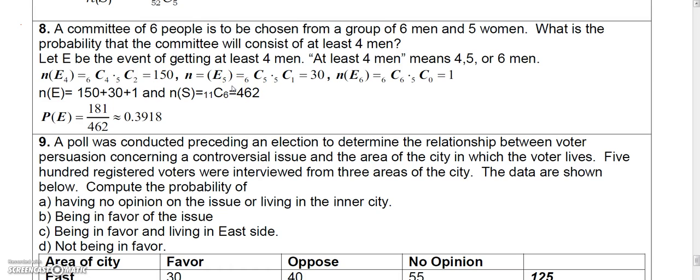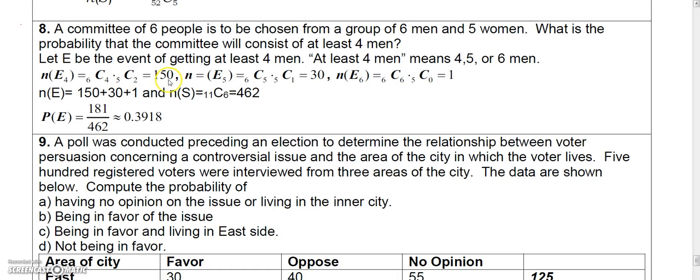Then you have to figure out how many ways you can get exactly 5 men, which means 6 men choose 5 and 5 women choose 1. Multiply those together to get 30. And then how many ways can you get exactly 6 men? Well, that would be 6 men choose 6 and the 5 women choose 0, so that's 1.